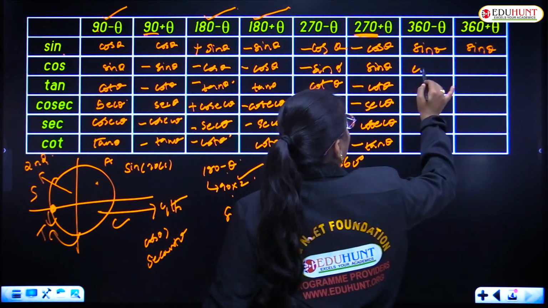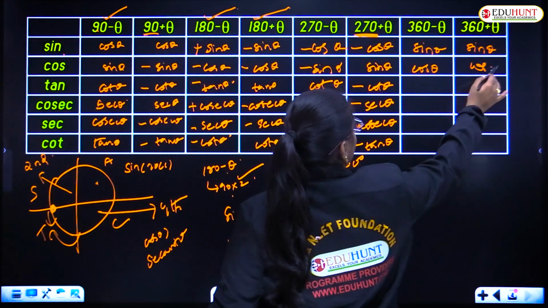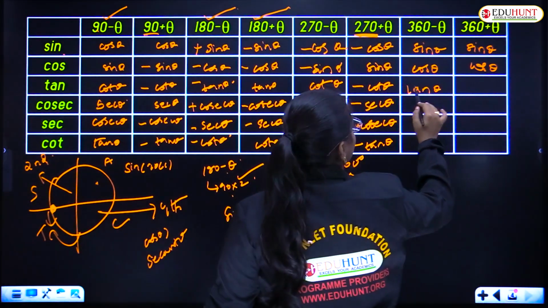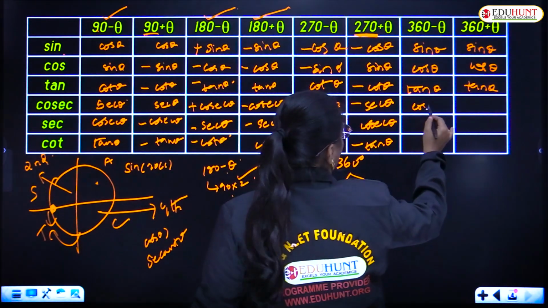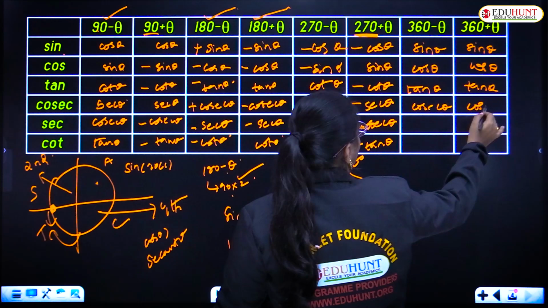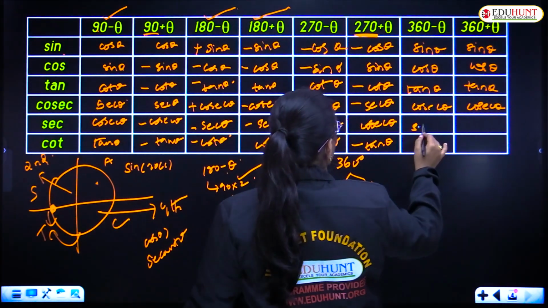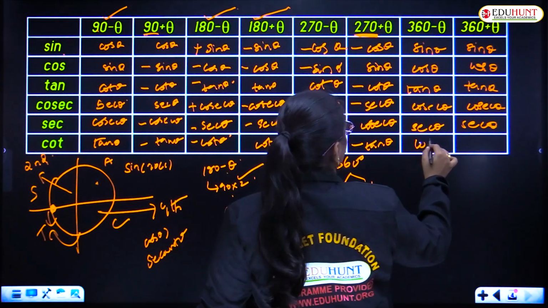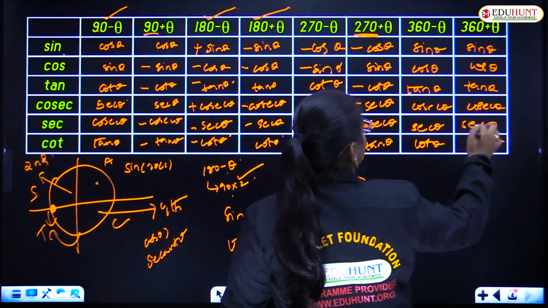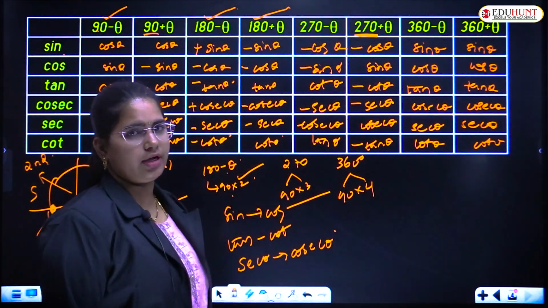Sin, sin. Cos, cos. Tan, tan. You also need to fill the table along with me. Cosec theta, cosec theta. Secant theta, secant theta. Cot theta, cot theta. The function does not change in both the ways because it is 360.